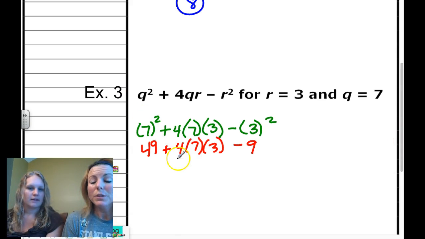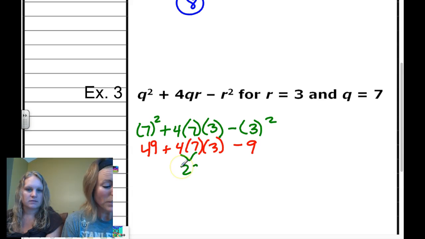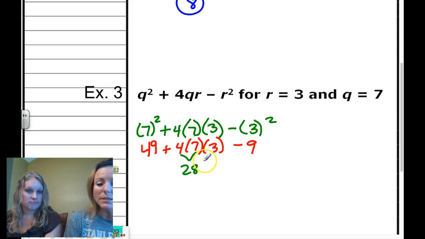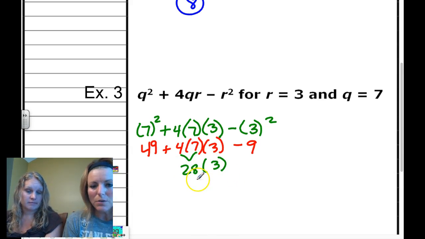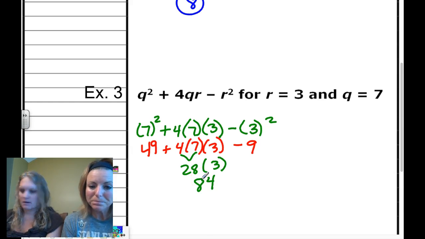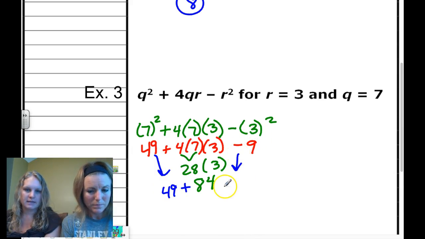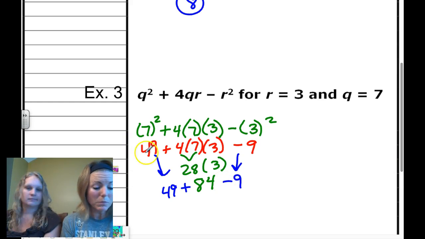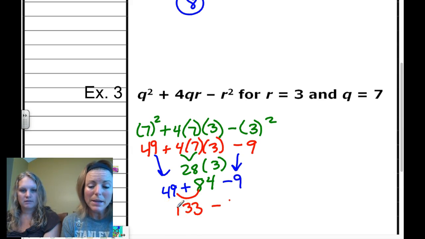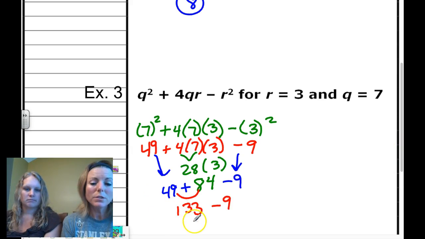Now we do the multiplication. So we know that 4 times 7 is 28, times 3. And that is 84. Awesome. And I'm going to bring everything else down. So I'm bringing down 49. It had a plus sign in front, so I'm adding it. And then I'm bringing down the minus 9. Add and subtract from left to right. So we know that 49 plus 84 is 133, minus 9, which is 124. Sweet, and we're done.